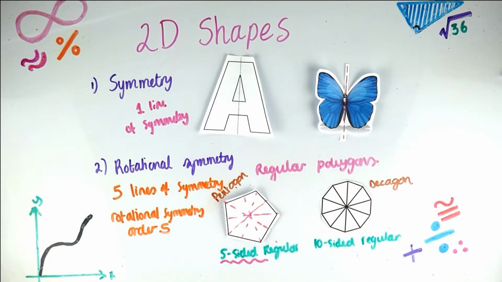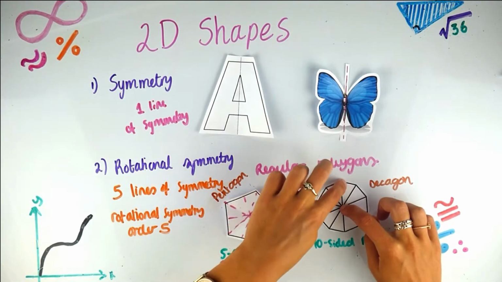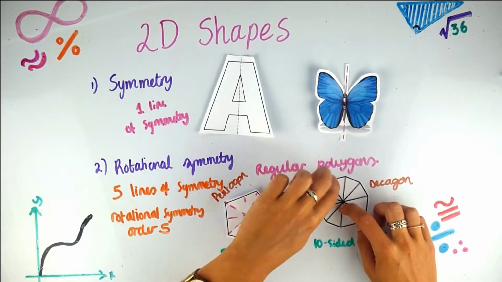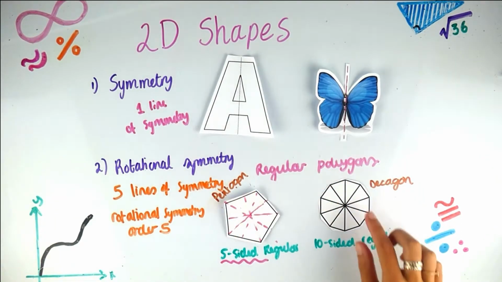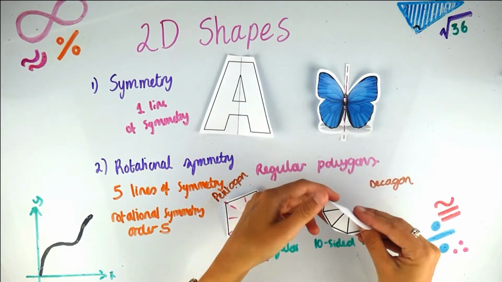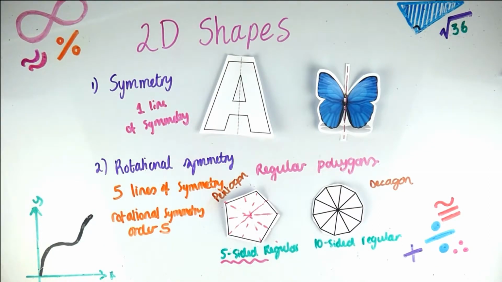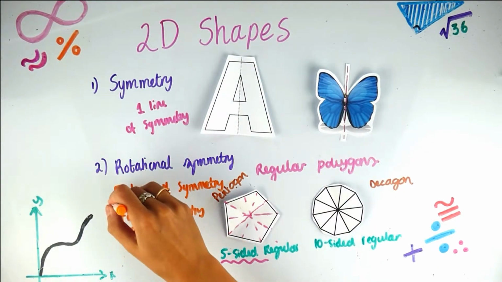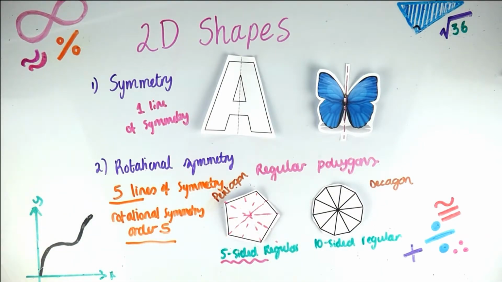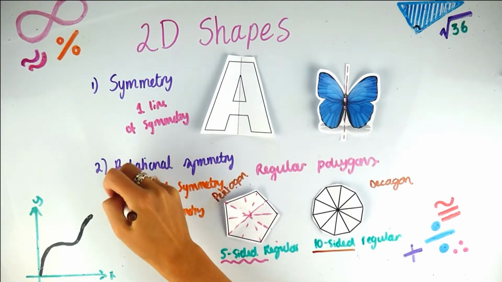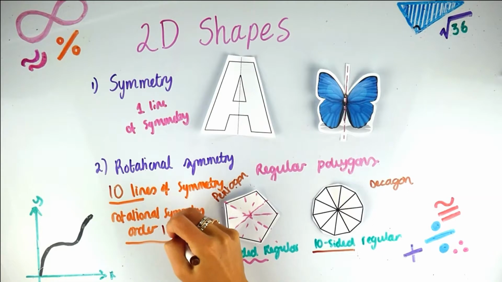If we now expand that to the 10-sided regular polygon, a decagon, it has 10 lines of symmetry and rotational symmetry order 10. So I could go there, same shape, 1, 2, 3, 4, 5, 6, 7, 8, 9, 10, and that's back to where we started. These lines already marked on are the lines of symmetry because I can fold it and get the same shape back. So I think you can see the pattern: 5-sided means you get 5 lines of symmetry and rotational symmetry order 5, so a 10-sided regular polygon is going to have 10 lines of symmetry and rotational symmetry order 10.